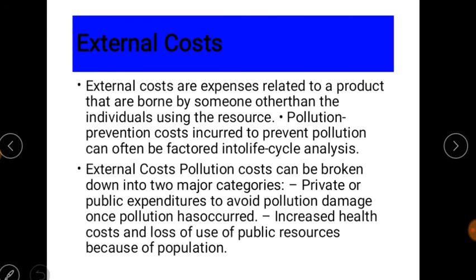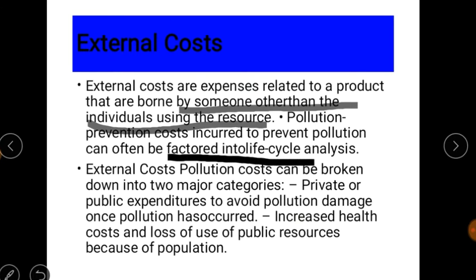Then external cost, what are external costs? External costs are expenses related to a product that are borne by someone other than the individual using the resources. Pollution prevention costs incurred to prevent pollution can often be factored into life cycle analysis. If pollution prevention also costs, these costs are also included in the product. So this is also a factor in the life cycle analysis.